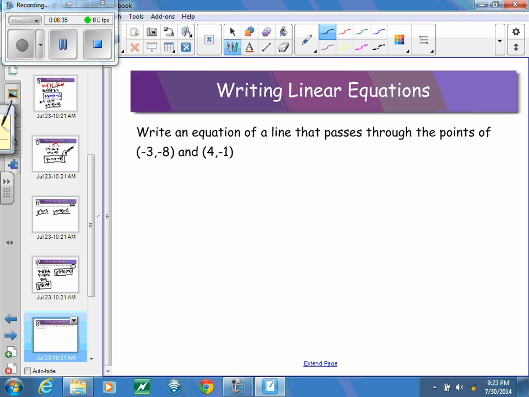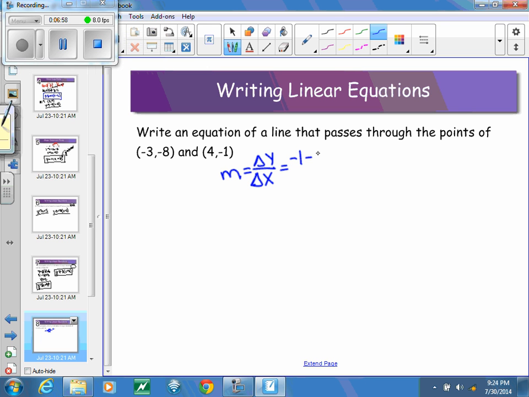If you wanted to write an equation of a line that passes through 2 points, well, with both the equations, point slope or slope intercept, you need to know what the slope is. So the first thing we definitely need to do is figure out what the slope is. So we're going to find delta y over delta x, the change in y over the change in x.